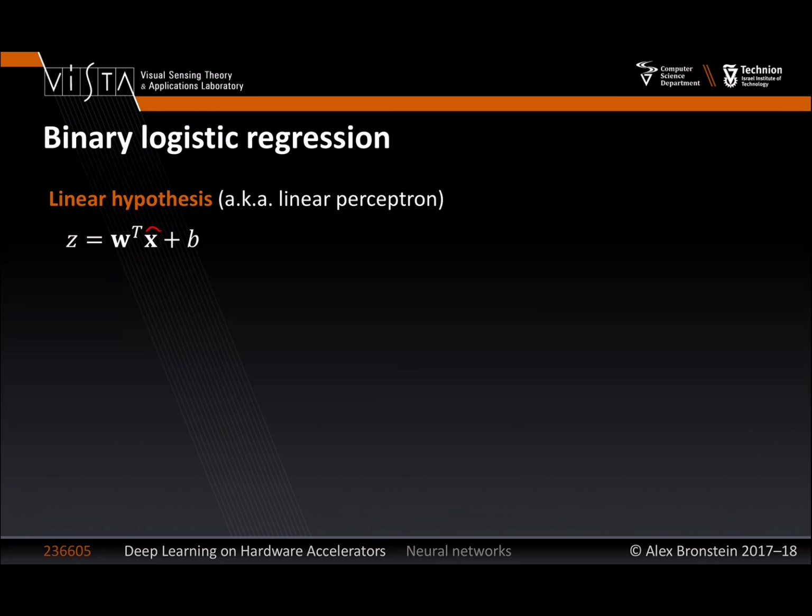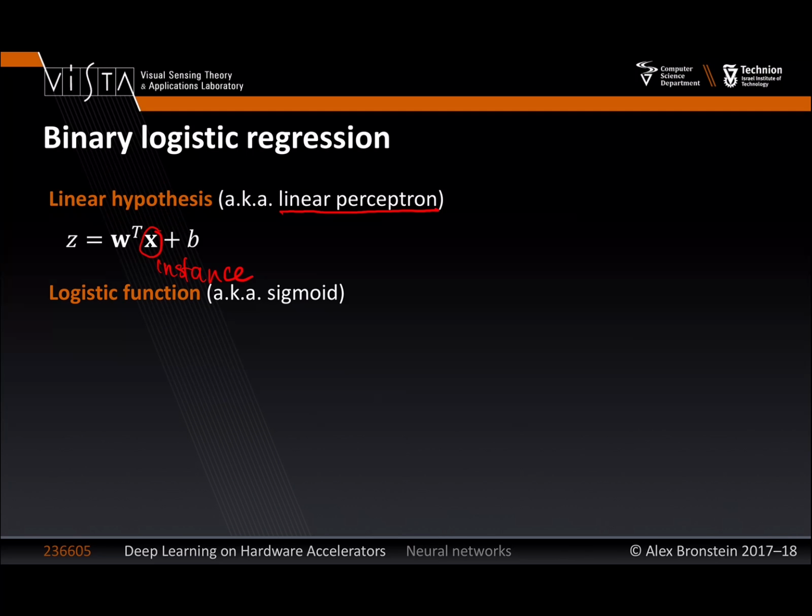So x comes from the instance space, and we project it onto some direction w, right? Add some offset, so that's why it's an affine function, and we get an output z. Okay, and for historical reasons, this model is known as a linear perceptron. Don't try to give any meaning to this name.